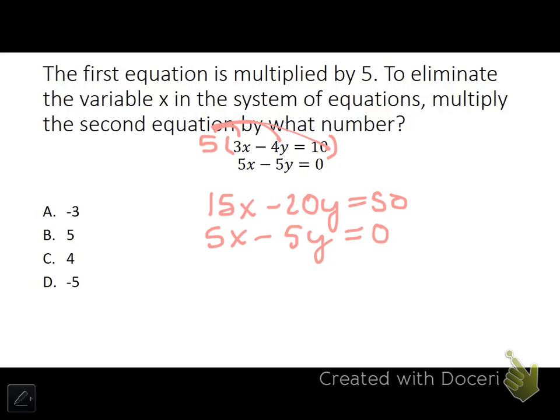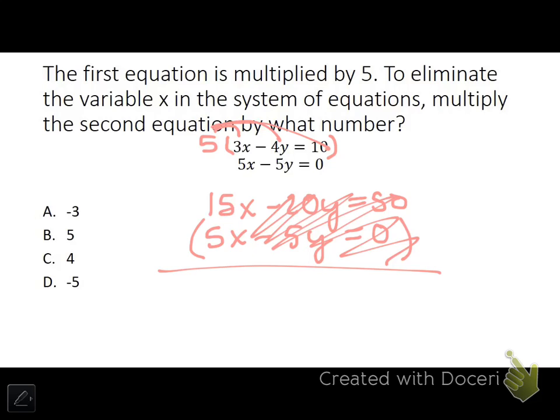So it says to eliminate the variable x, that means we want to eliminate x, get rid of x. So what would we multiply this bottom row by to get them to eliminate? Well, if we cover everything else up, to get 5 to be the same number as the other one, we have to multiply by 3. But we know one has to be positive, one has to be negative for them to eliminate. So we're going to go with A, multiply by -3.